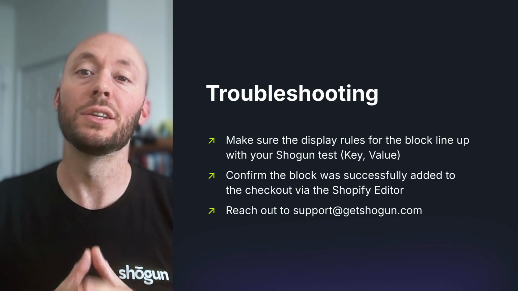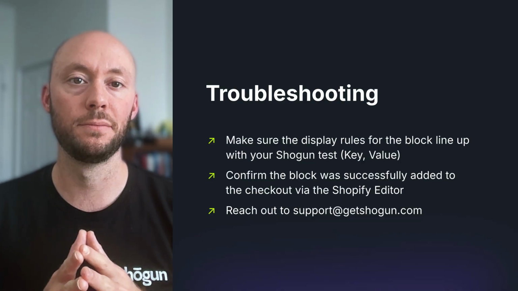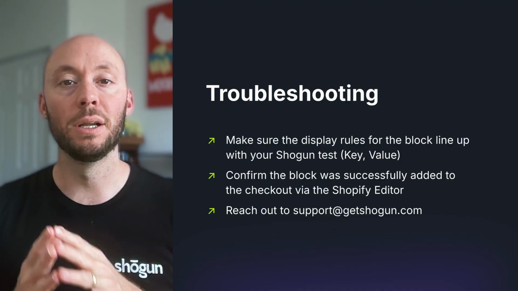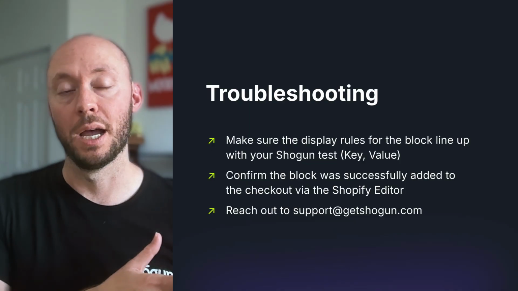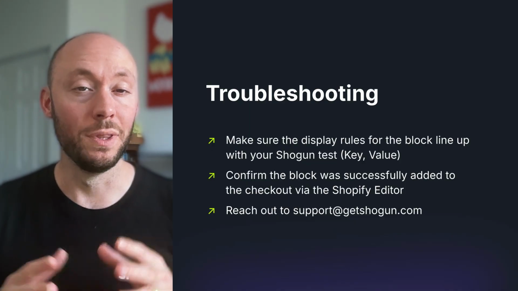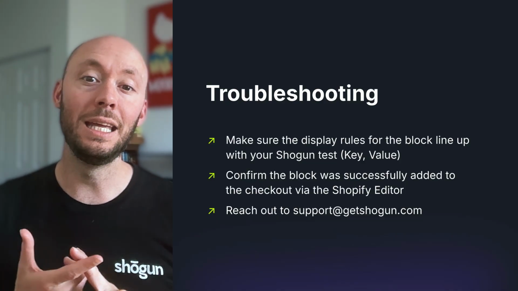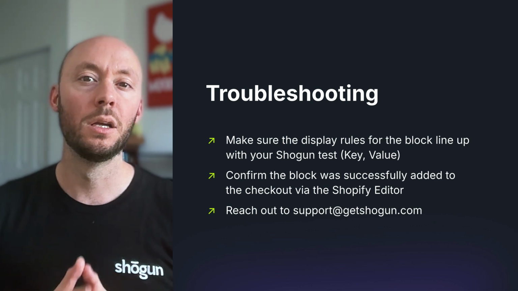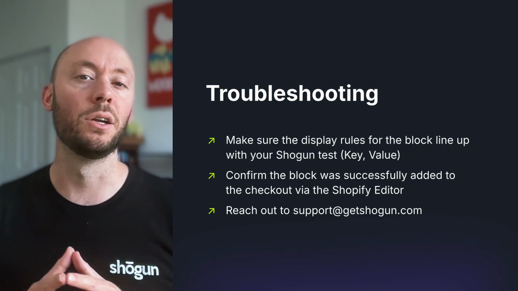So next we're going to cover some troubleshooting, just in case you happen to have an issue with one of your tests. Here's some areas where you can explore first for a solution. Number one, make sure your display rules for the block are lining up from Shogun app to checkout block. Okay, so make sure that the display rules that you set up for the cart attributes within the block are set with the Shogun key and value properly pasted over. So check there, make sure you pasted over the proper key and value, and make sure those are lining up. That's the first area you're going to want to check.